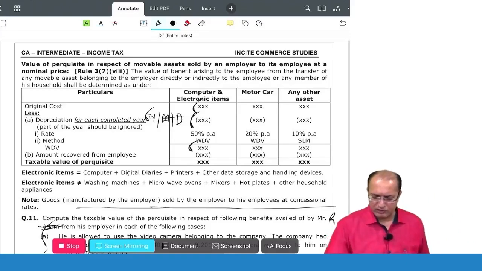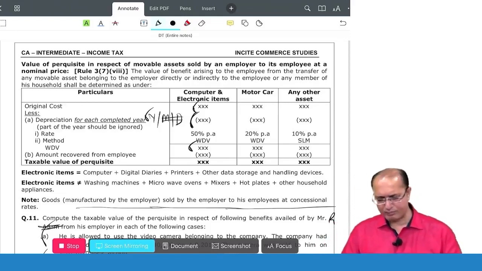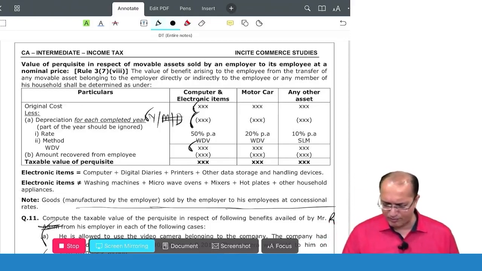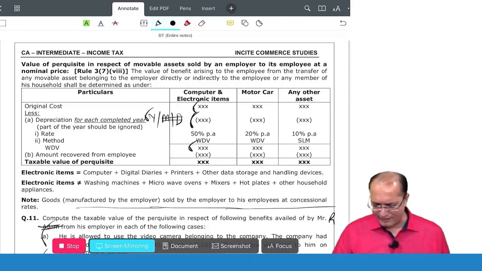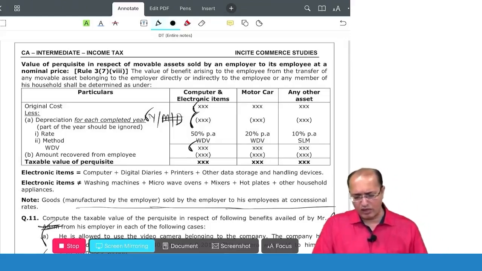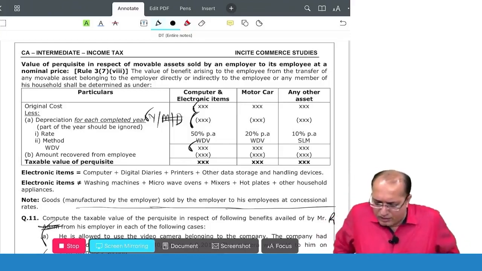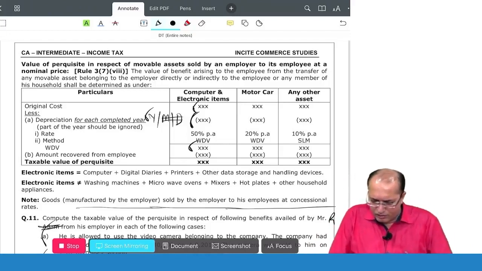Second possibility is the WDV of the asset is 1 lakh and the employer has recovered 1,20,000 from you. So the employer has recovered more than WDV. If you acquire an asset having a WDV of 1 lakh from the employer at a cost of 1,20,000, then you have not got any benefit. In fact, you are at a losing end. So in this case, perquisite value will be 0.